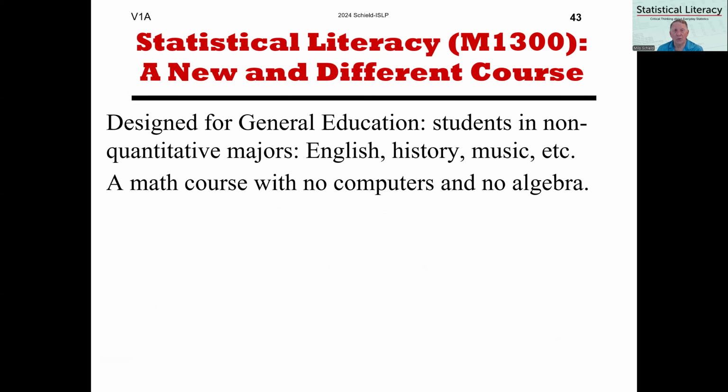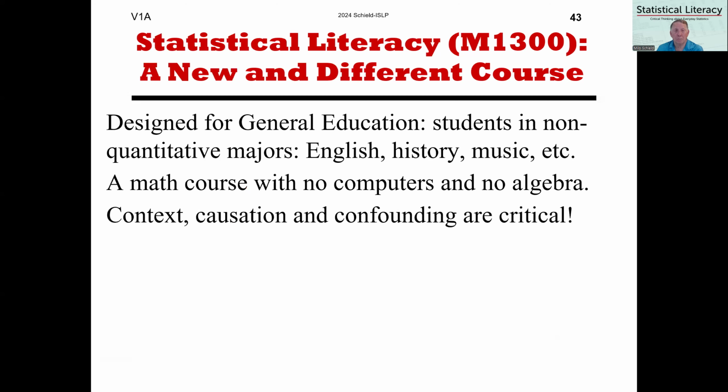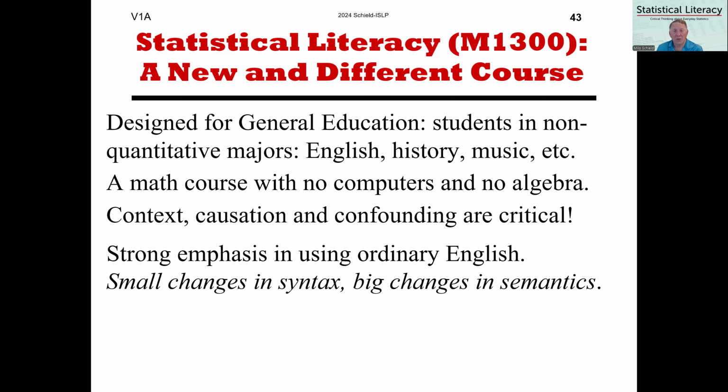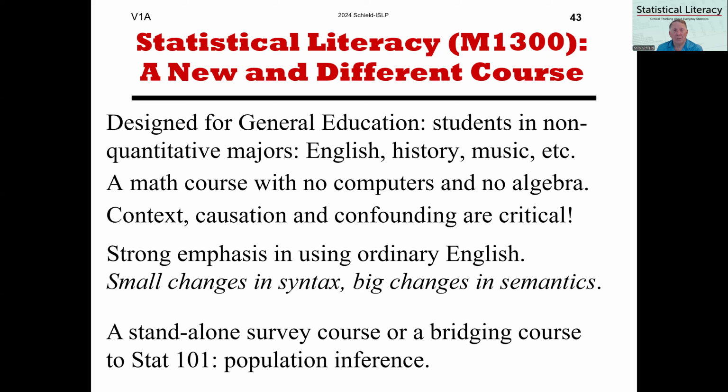It's designed for students in non-quantitative majors. It's a math course. It doesn't use computers or algebra. Yet it talks about context, causation, and confounding. Strong emphasis on using ordinary English. It can be a standalone survey course, or it can be a bridging course for psychology and sociology majors before they take their research methods, Stat 101 population inference.